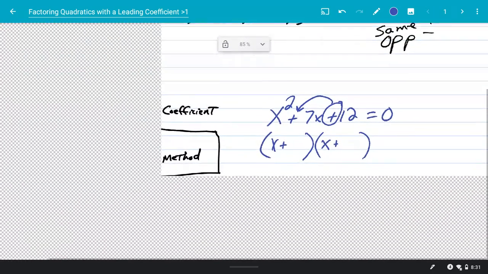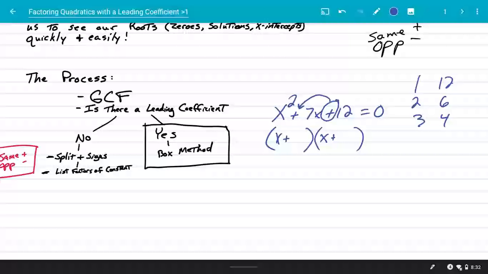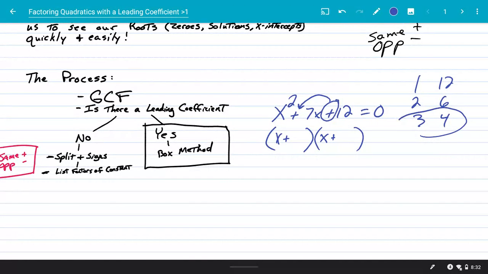Now, after I split in signs, then I list the factors of my constant. In this case, my constant is 12. The factors are 1 times 12 is 12. 2 times 6 is 12. 3 times 4 is 12. And that's it, right? Which of those come together to get me a 7? 3 and 4. And I put them in right there. It doesn't matter in this case which one goes where.